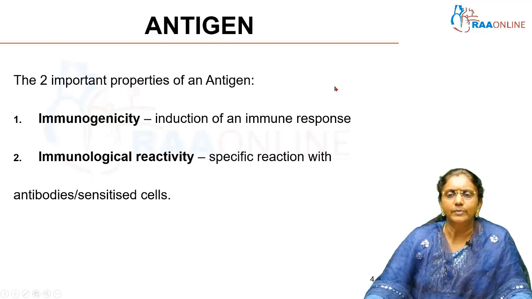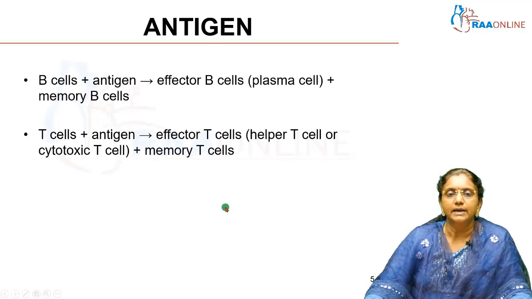The two important properties or aspects of an antigen are immunogenicity, that means the ability to induce an immune response, and immunological reactivity, where it is able to specifically react with the antibodies or the sensitized cells. It is a specific reaction. When an antigen stimulates an antibody, it reacts with only those specific antibodies and not with antibodies stimulated by other antigens.